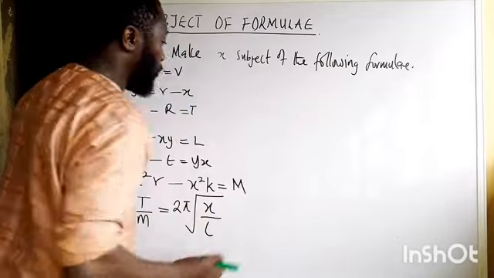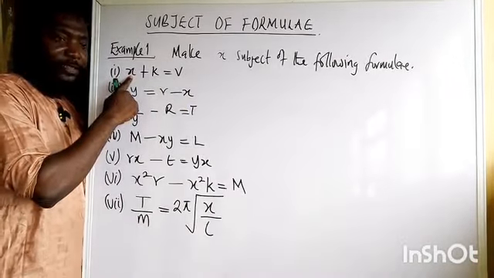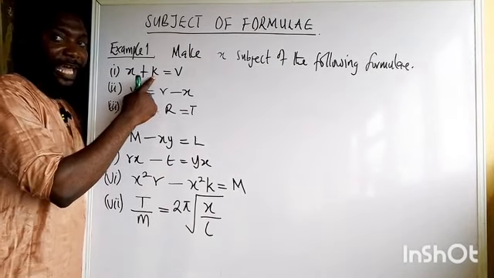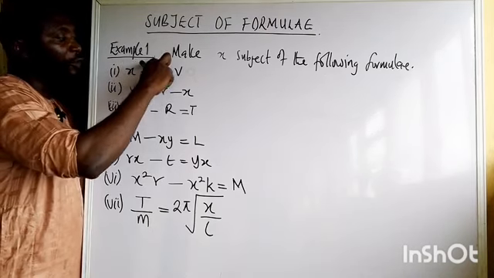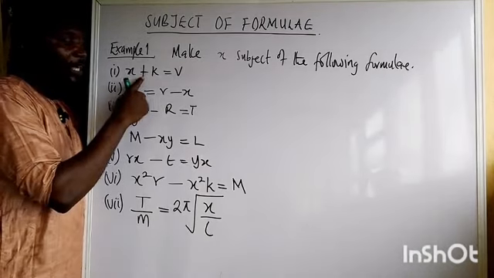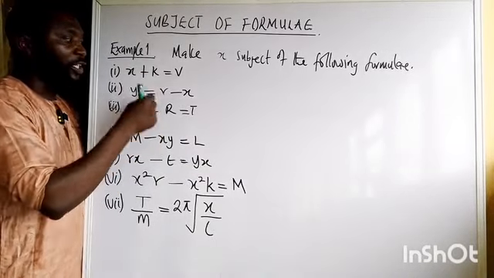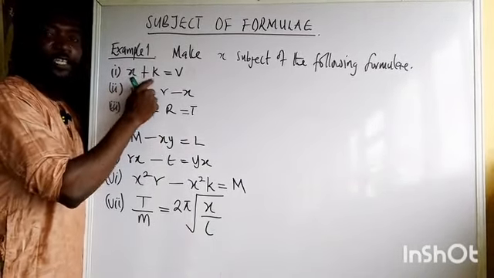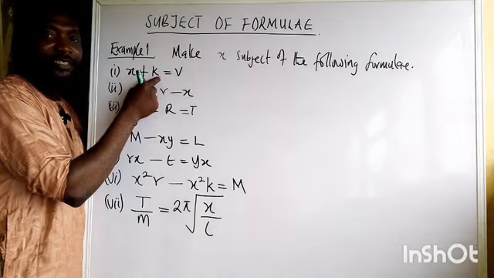So now, rule number one. When we want to make X subject, and a letter is added to X, to remove this K from X so that you have only X here, K is added. The opposite of addition is what? Subtraction. It means for you to remove this K, you have to subtract K from this side.